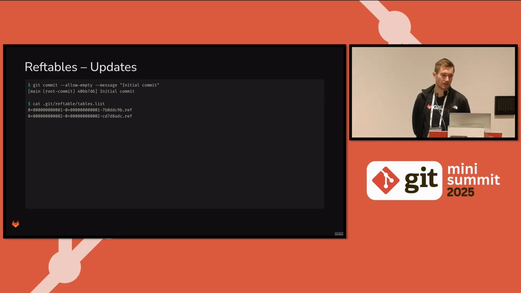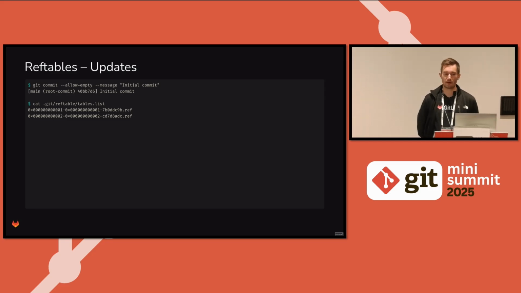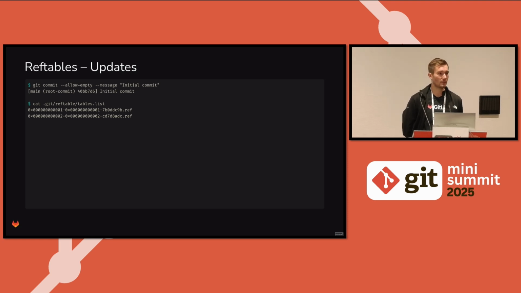As I've mentioned already, Git will append a new table to your tables.list file every time you update a reference. So when we create a new commit, you can see that our tables.list file now has two entries, the old table that we already had and a second one.